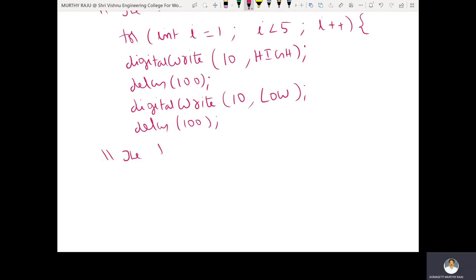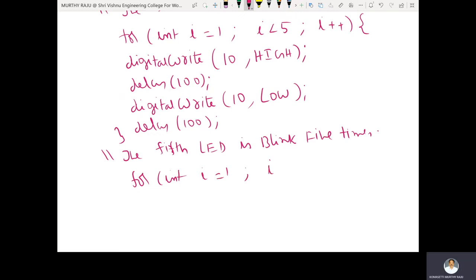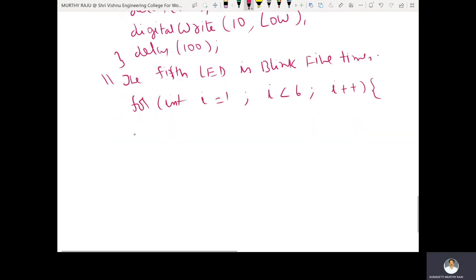Last one is the fifth LED blinking 5 times. Again, we use a closed bracket. Here we use for integer i is equal to 1, i less than 6, i plus plus. Digital write.